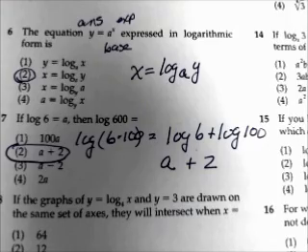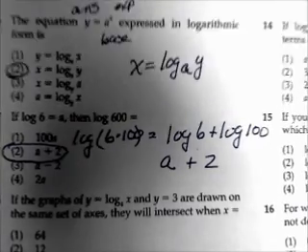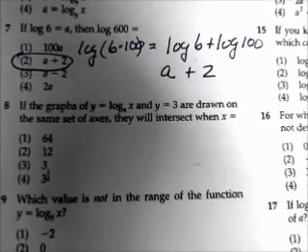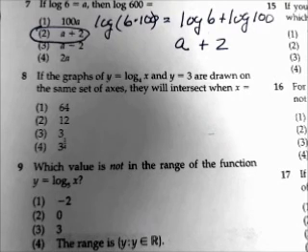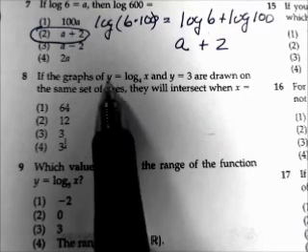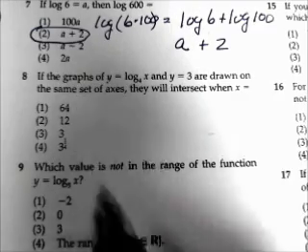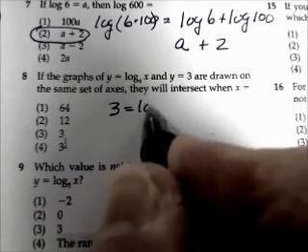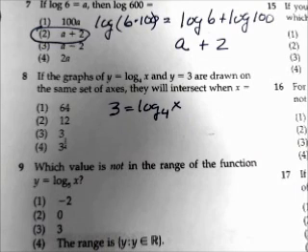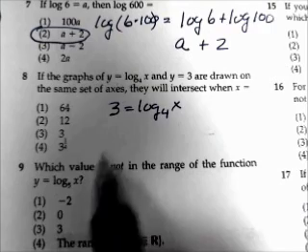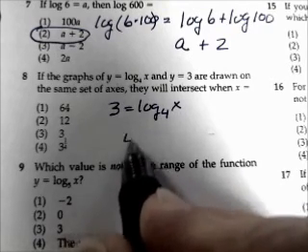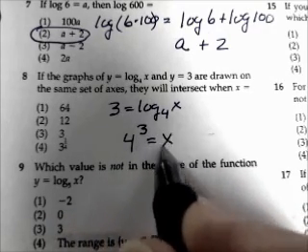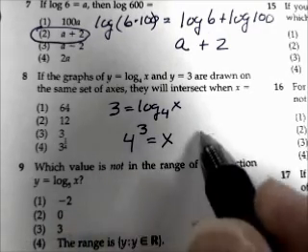Number 8, if the graphs of y equals log base 4 of x and y equals 3 are drawn on the same set of axes, they will intersect when x is equal to. Well, in other words, if we replace our y with 3 here, we have 3 is equal to log base 4 of x. So this is solving it algebraically, and then we'll look at it graphically. This is log form, can't do anything, so switch to exponential. So our base 4 raised to our exponent 3 is equal to x, and 4 to the 3rd is 64.